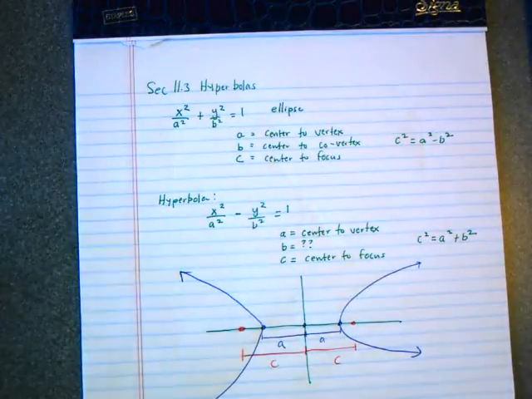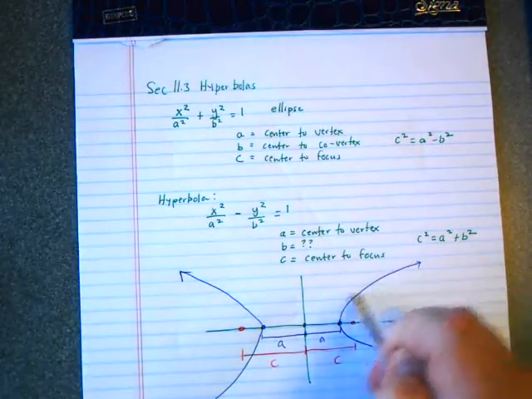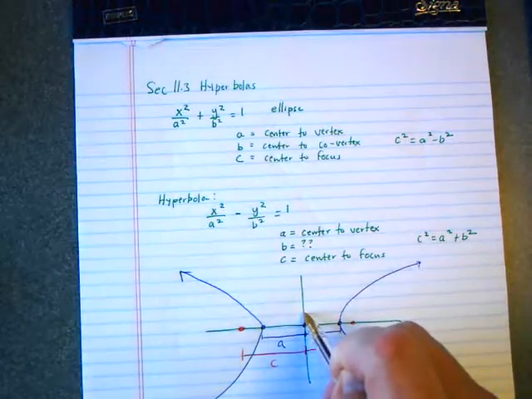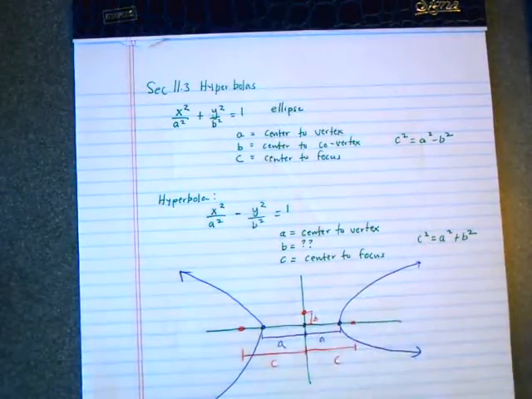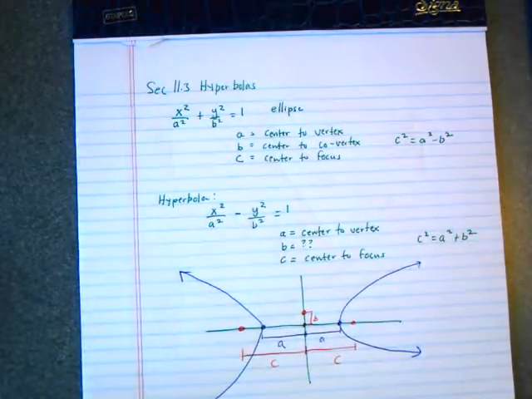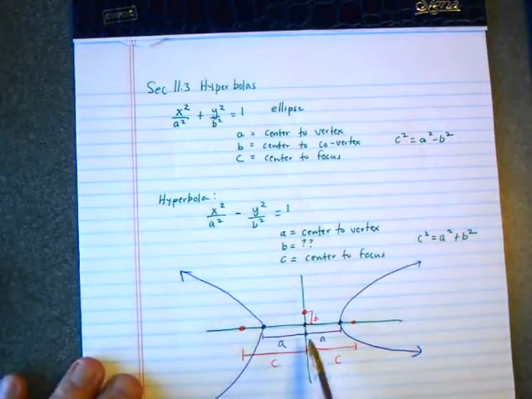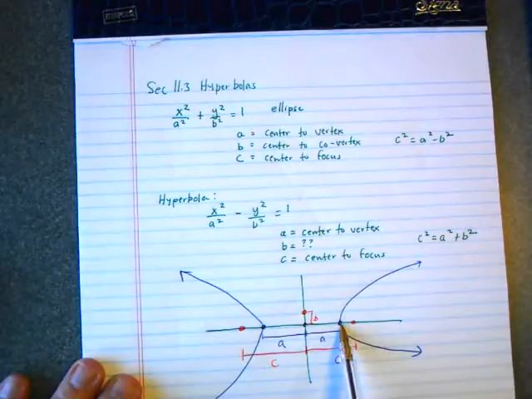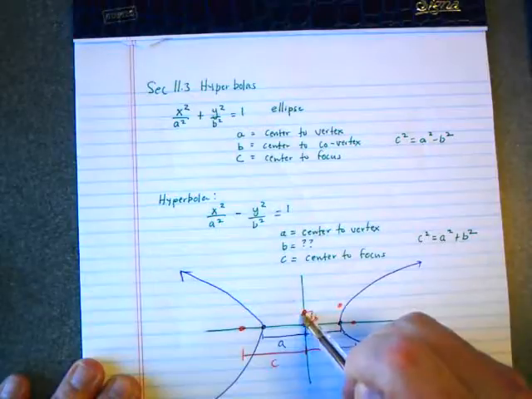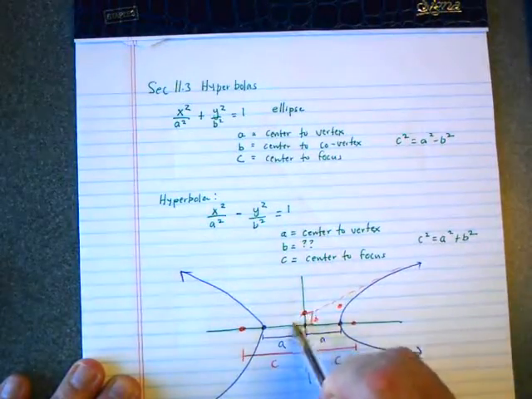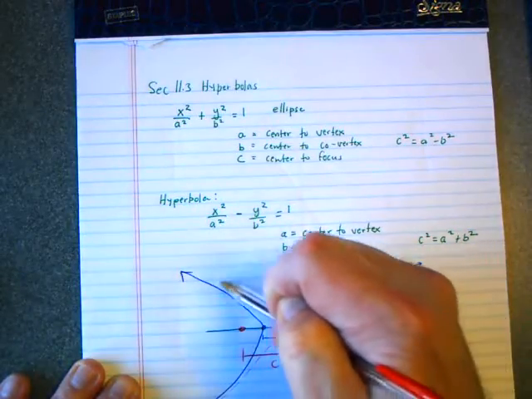And then what you have is B. I didn't draw my pictures very well. B is right about here. So this length is going to be B. And what happens if you take this point right here, A, height of B? You get asymptotes. They should be straight lines, but mine are not straight lines. They look terrible. I should have drawn the asymptotes first.